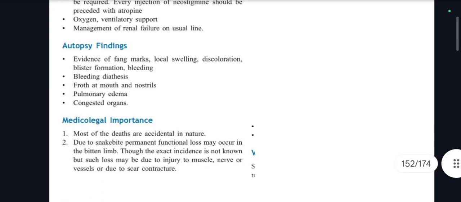Now what are the autopsy findings? Evidence of fang marks, fang in the sense teeth of the snake. Evidence of fang marks, local swelling, discoloration, blister formation and bleeding. Then bleeding diathesis, froth at mouth and nostrils, pulmonary edema, congested organs.